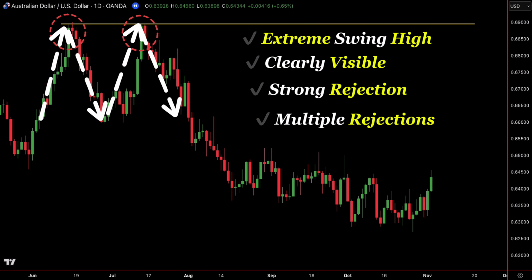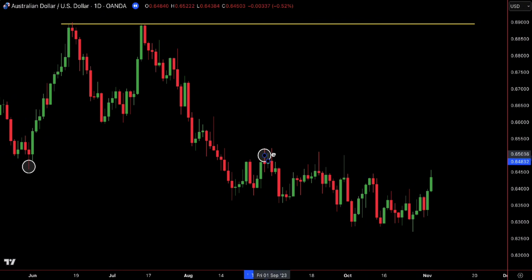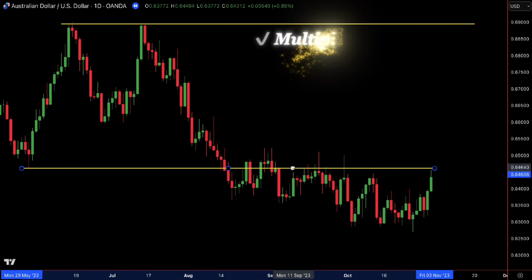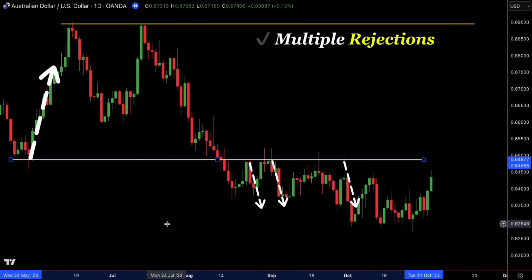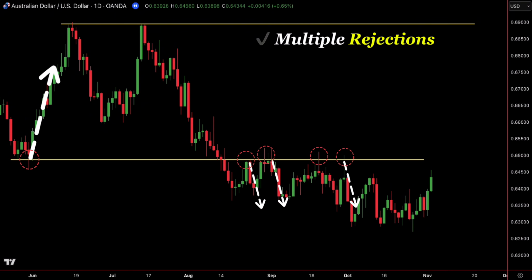Next, as we move down the chart, we find another important zone, one that reacted multiple times and played both roles, support and resistance. Let's draw it in and break it down. Multiple rejections. Price hit this level 5 different times, confirming how significant this zone is. The more tests, the stronger the level.